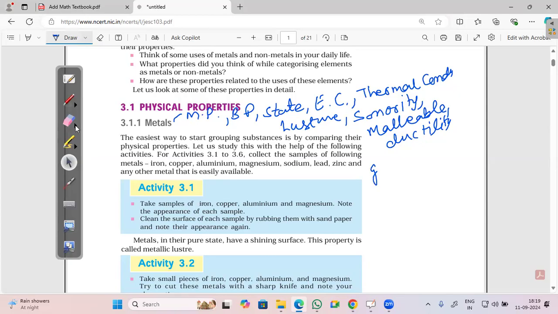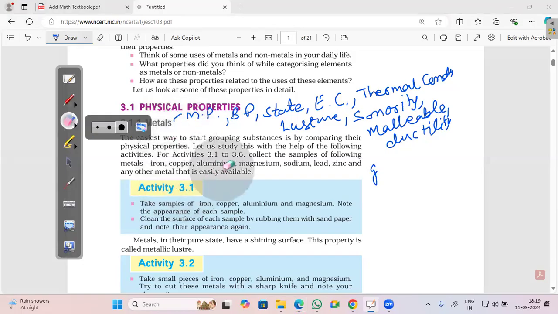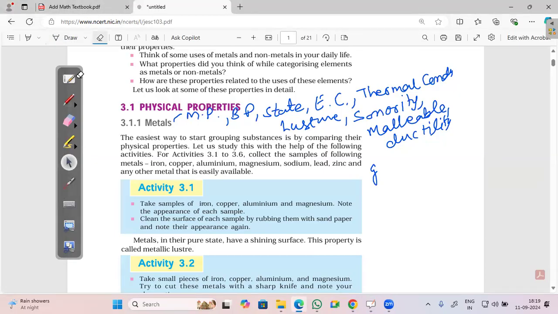Sir, electropositive in nature. Yes. See, electropositivity is the defining property. On the basis of electropositivity, we are able to define whether a given substance is a metal or not. If it is electropositive, then it is a metal. If it is not electropositive, then it's a non-metal. Got it? So that is the reason we say mercury is a metal, because it's electropositive.